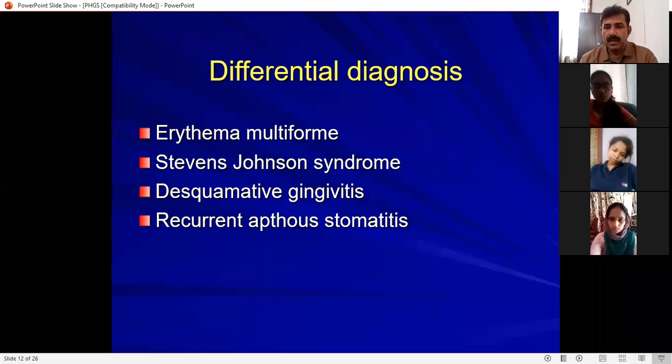Differential diagnoses include erythema multiforme, Stevens-Johnson syndrome, desquamative gingivitis, or recurrent aphthous stomatitis. So these are the conditions from which you have to differentiate these lesions.